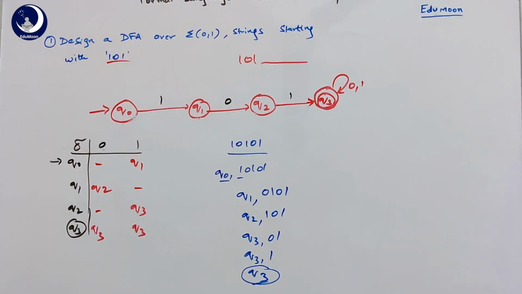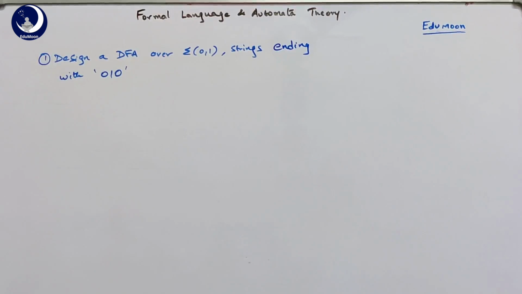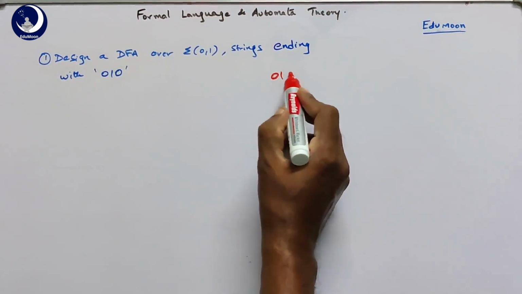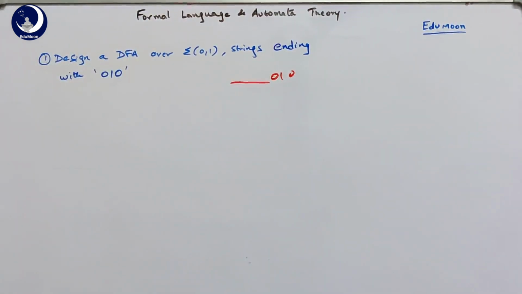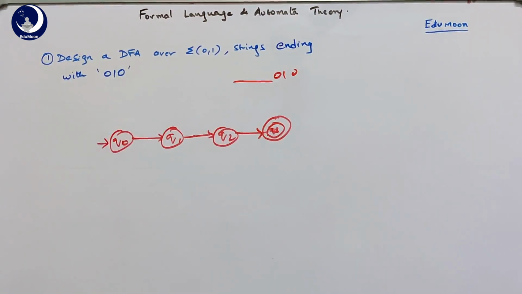So we go to the next example, designing a DFA over sigma equal to {0, 1} where the strings are ending with 010. So here ending means all the strings should end with 010. So whatever the starting string it has, it doesn't matter, but at the end it should be having that 010. So even in this example we take the same 4 states because the minimum length of the string is 3. So when the minimum length of the string is n, we will be having n plus 1 states here, so without any loops.